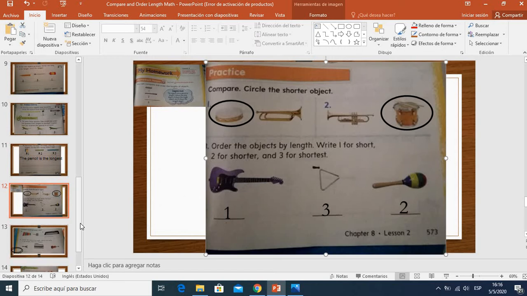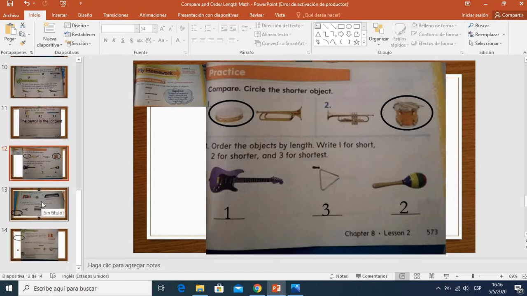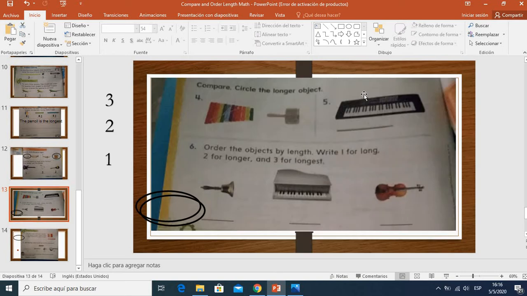All right? Okay, nice. Now turn the page. Page 574. Are you ready? Okay, let's start. Number 4 says, compare. Circle the shorter. Can you help me reading here?